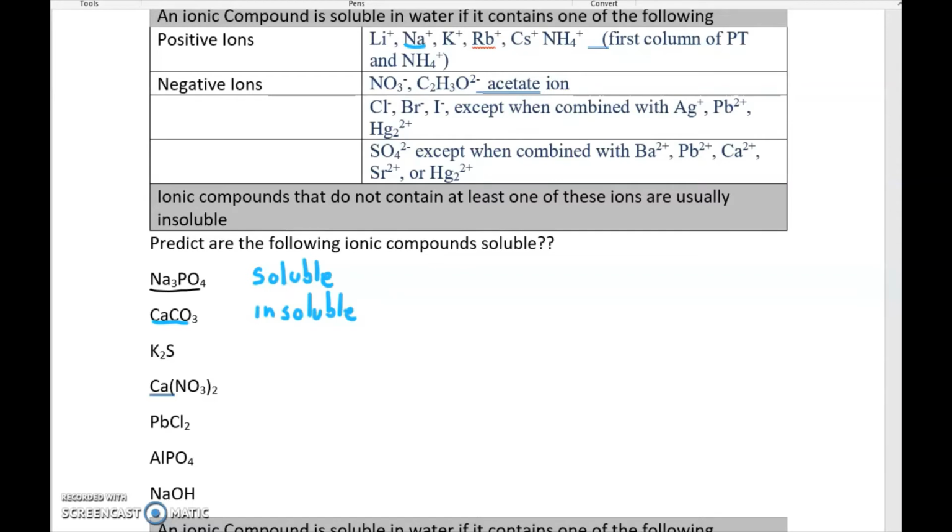Potassium sulfide. Well, potassium is right here, and so we will list this as soluble. Calcium nitrate. There is no calcium in our list here, but nitrate is right here. Let's get a different color. And so it will also be soluble.